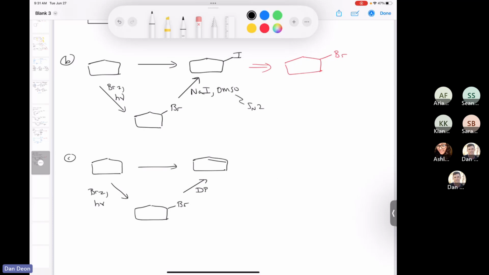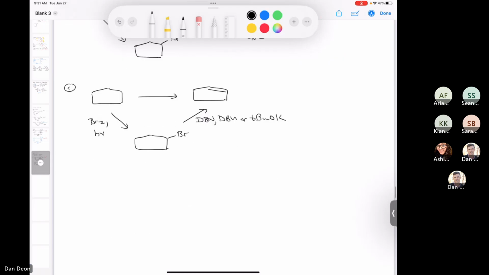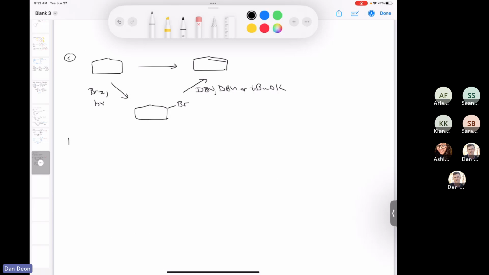So you could use DBN, you could use DBU, or you could use potassium t-butoxide. Any one of those will give you the elimination reaction. And again, all of them will suppress SN2. All right, continuing on with 10.52.